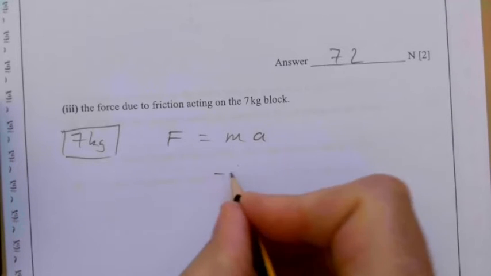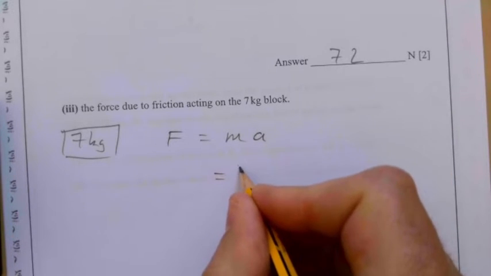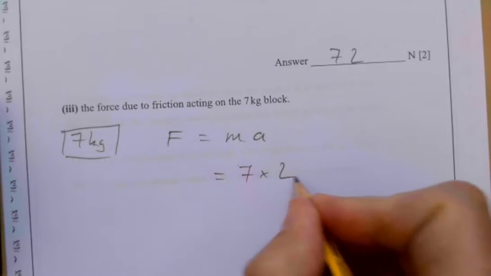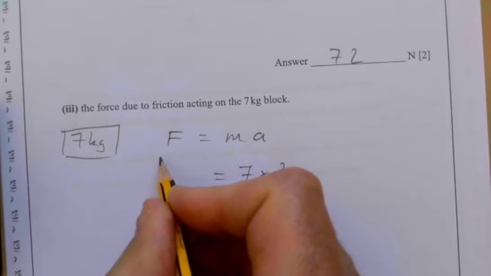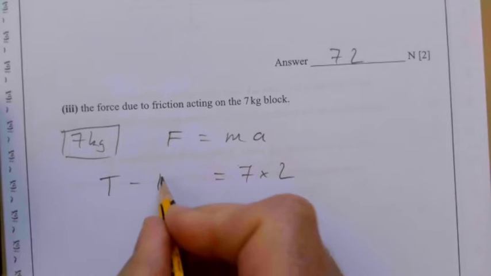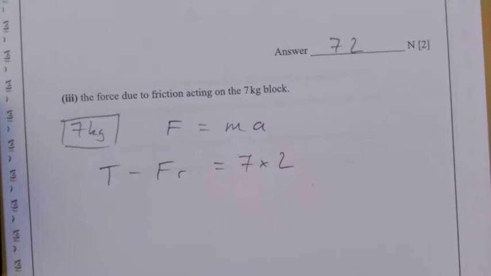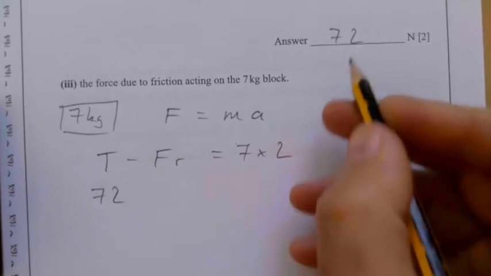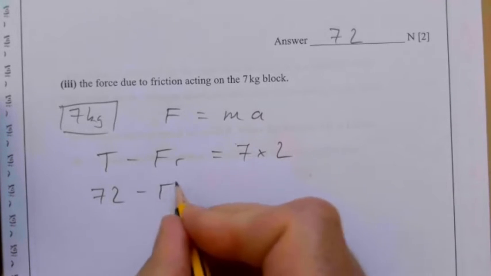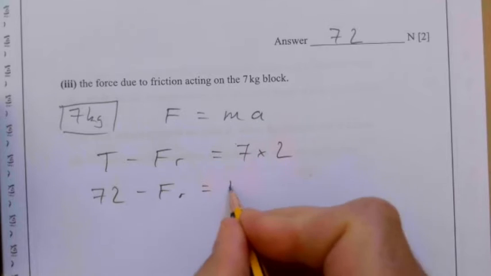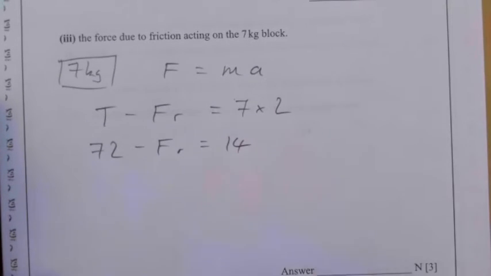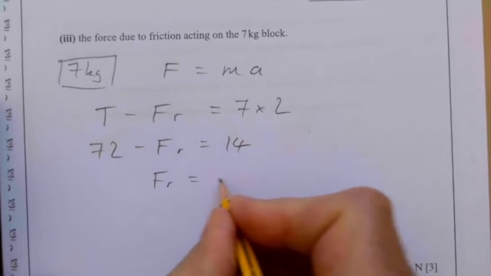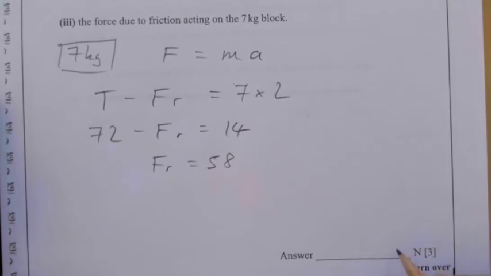Now remember, we know the T, we've just worked it out, so that should make it doable. So again, right hand side is going to be the mass, which is 7, the acceleration then is 2, and then the tension in this one, so it's T, take away our friction, is 7 times 2. 72, which is our tension, we're just taking it from up here, take away friction is 14, and rearranging that then, our friction is going to be 58. So down at the bottom then, friction is 58 newtons.